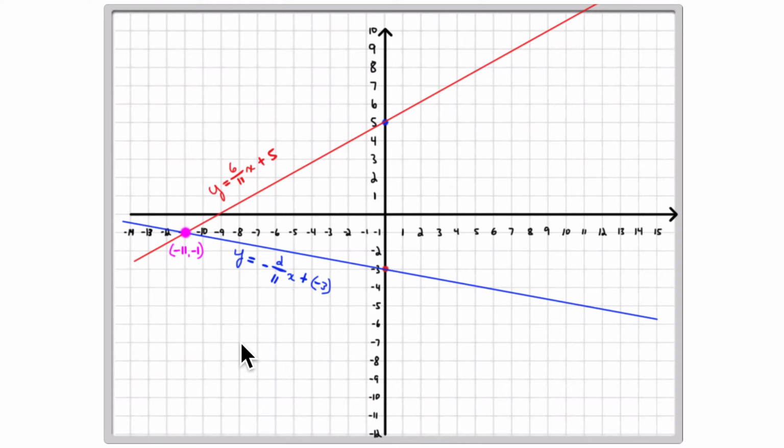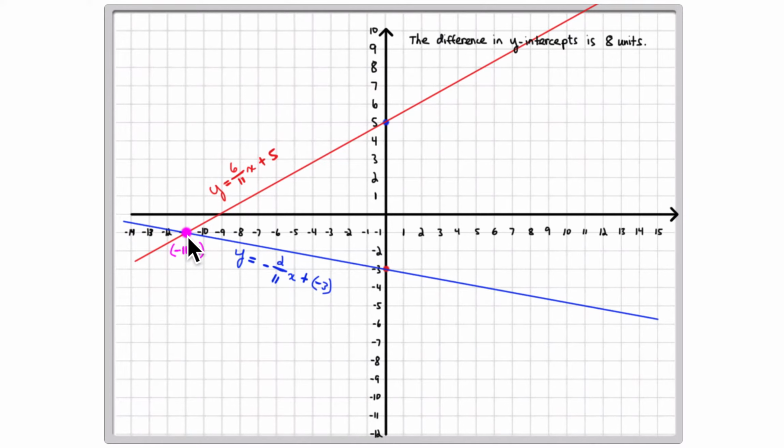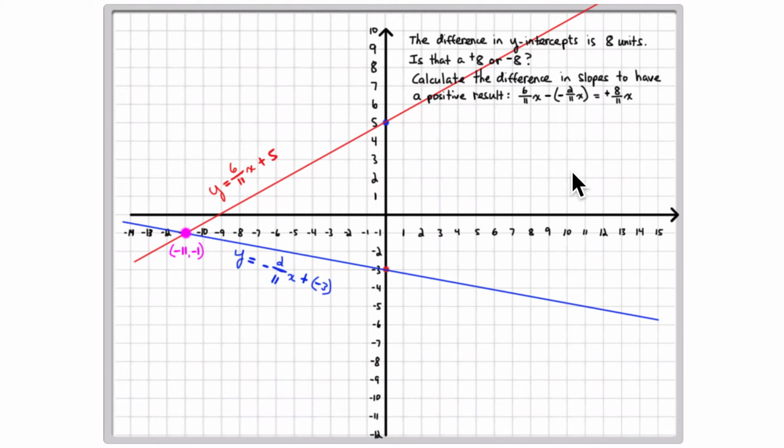All right, so let's look at the other lines, where they intersect over here. So the difference in the y-intercepts is still 8 units. These are 8 units apart. But is that going to be a positive 8 or a negative 8? So we're going to figure out how to keep that straight. Calculate the difference in the slopes to have a positive result. So I'm going to set these two equations equal to each other, and I'm going to calculate this so I end up with a positive amount of x.